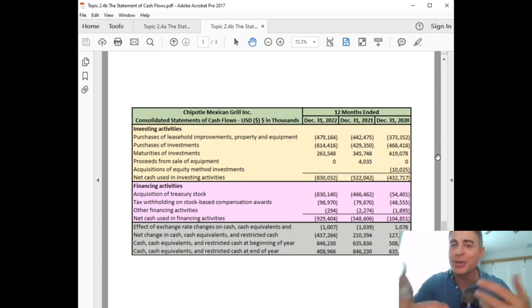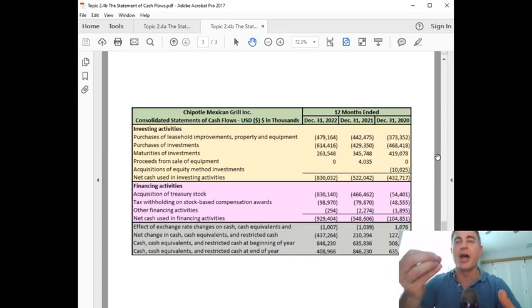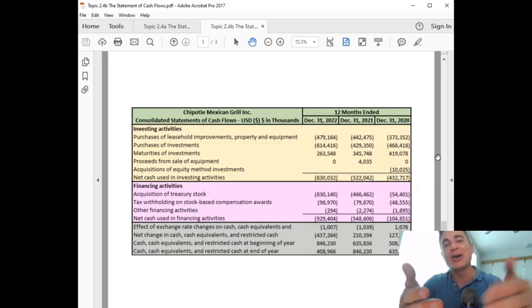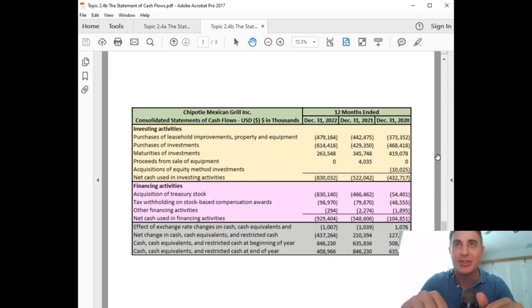They're holding them in treasury, but that doesn't really make that big of a difference for us, the non-accountants. I'm just trying to pretend to be a non-accountant because it's a dreadful thing to be as an actual accountant. The acquisition of treasury stock is going to be the amount they spent to repurchase their own shares. Tax withholding on stock-based compensation awards, I'm going to leave that one out. But that's just the incremental amount they had to spend related to their equity award arrangements.